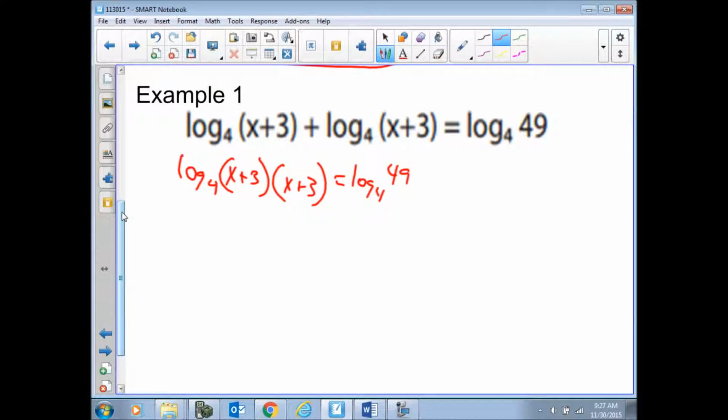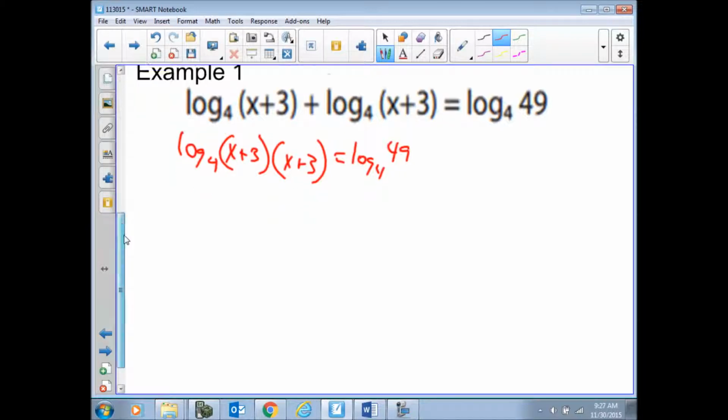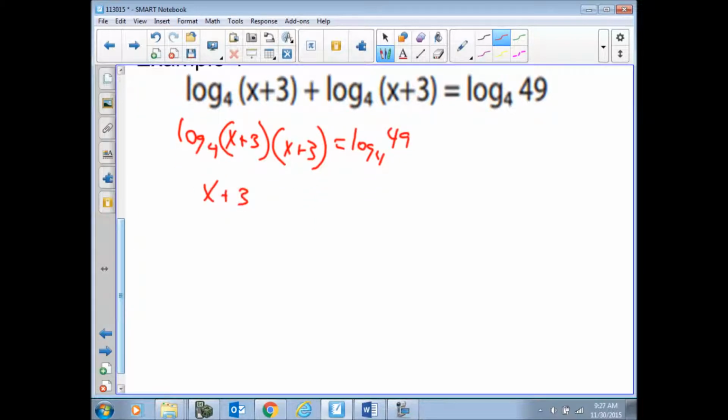All right, now we can drop the logs, and we can just say x plus 3 times x plus 3 equals 49. Now, Naya, what do you get when you multiply all this out? X squared plus 3x, plus 3x, plus 9.